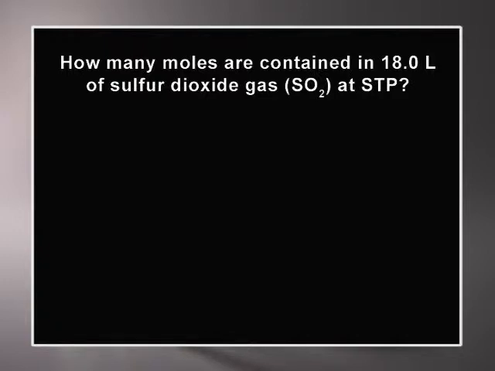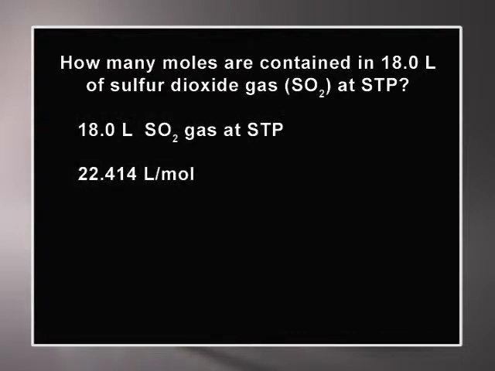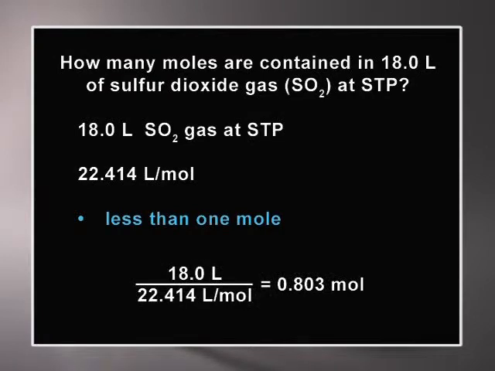This problem is just like the last problem with one small difference. I only have 18 liters of sulfur dioxide gas, but it takes 22.414 liters to make a mole. So I know that I have a bit less than 1 mole of SO2 gas. Specifically, I have 18.0 liters divided by 22.414 liters per mole, which comes out to about 0.803 moles of SO2.